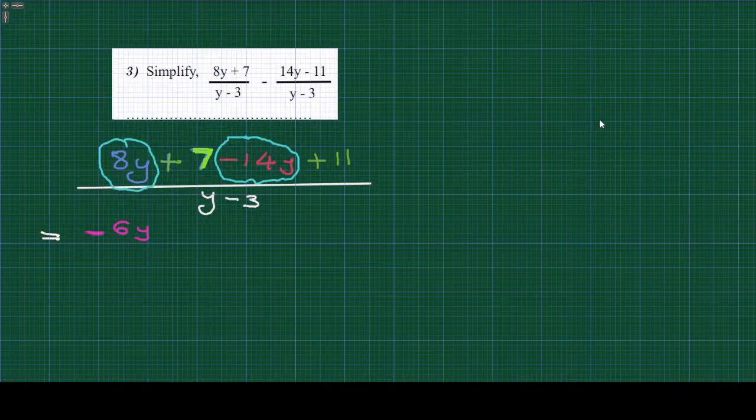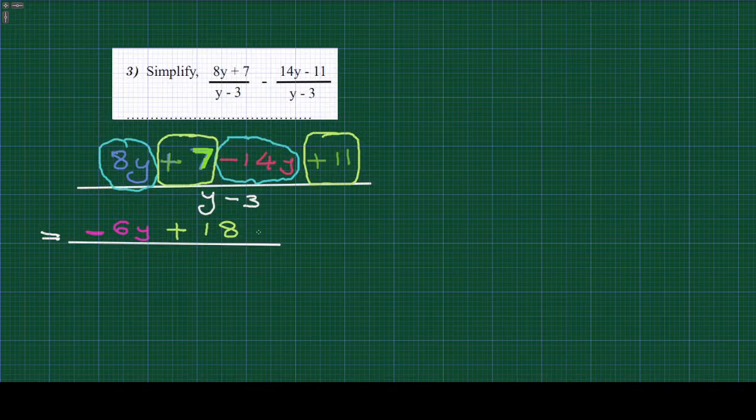Alright, so the y is interacted. The story of y is finished. Now the story of numbers. Plus 7 would interact with plus 11. So what is plus 7 plus 11? That would give us plus 18. So minus 6y plus 18 divided by y minus 3.